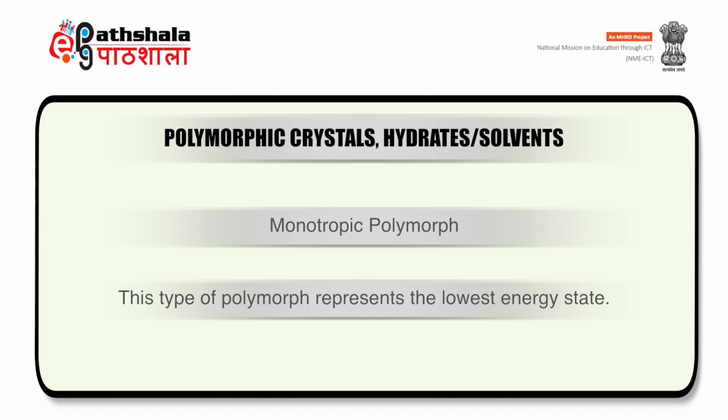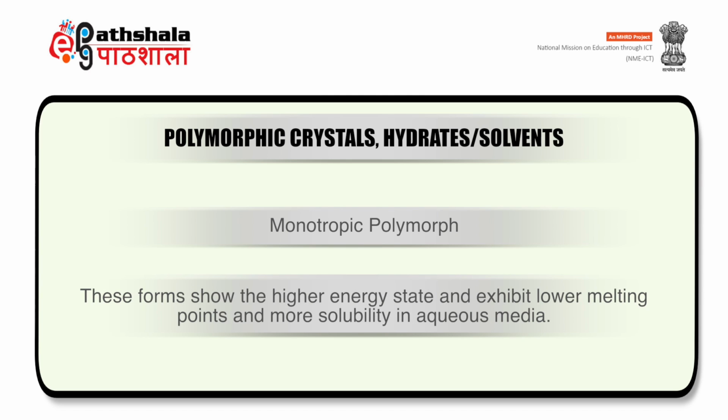This type of polymorph represents the lowest energy state. They exhibit a higher melting point. Moreover, they show less solubility in water. The rest of the polymorphs are referred to as metastable forms. These forms show a higher energy state and exhibit lower melting points and more solubility in the aqueous medium.